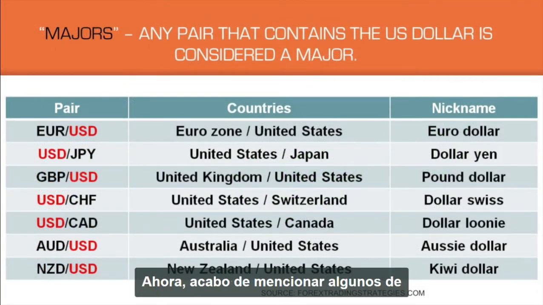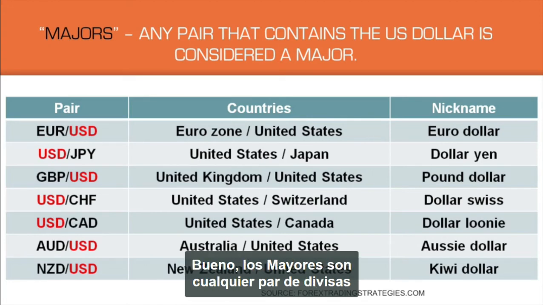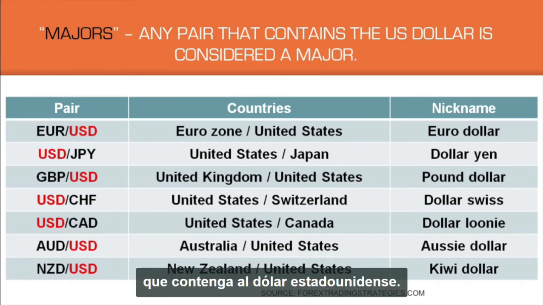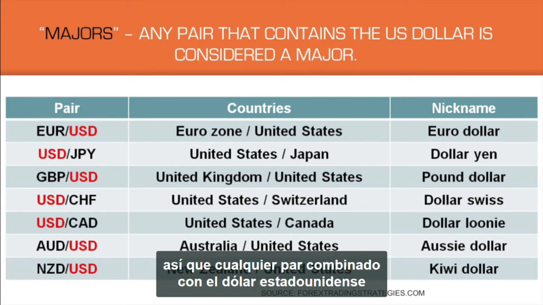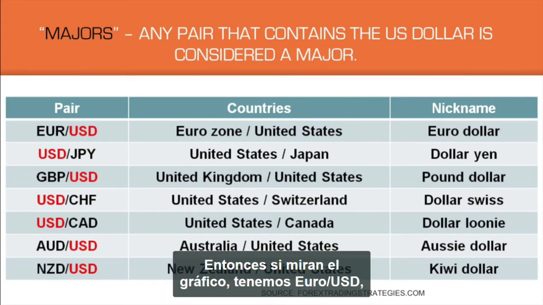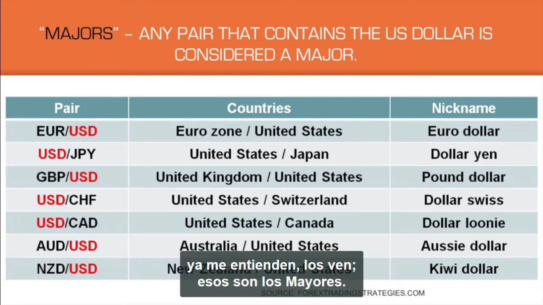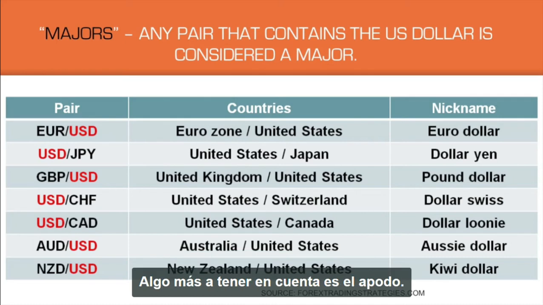Now, I just mentioned some of the most common currency pairs. There are the kinds of currency pairs that are called the majors, okay? So the majors are any currency pair that contains the U.S. dollar. Those are the ones that are considered a major. So any pair that is paired with the U.S. dollar is considered a major. So if you look in the chart, you've got the Euro USD, you have the USD JPY, GBP USD, all of those, you get it, you see it. Those are all majors.